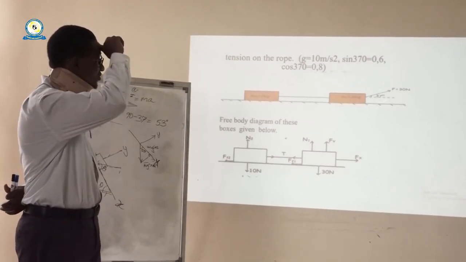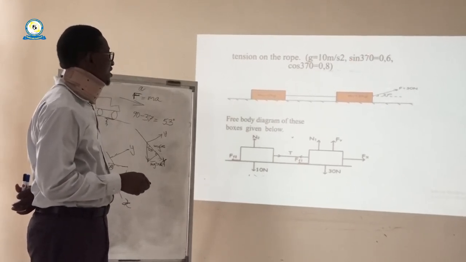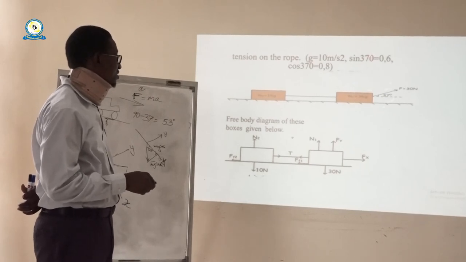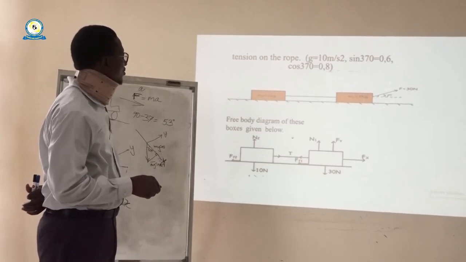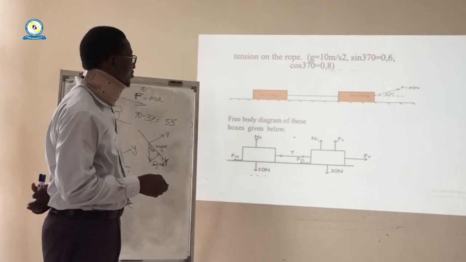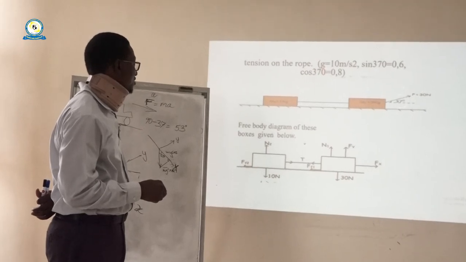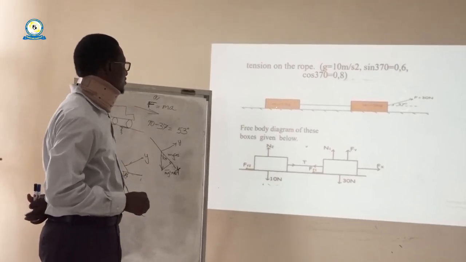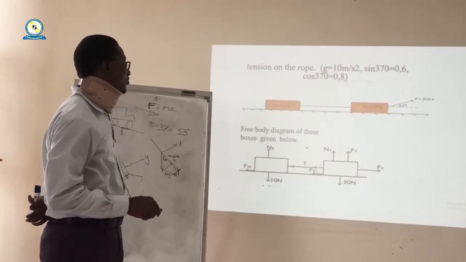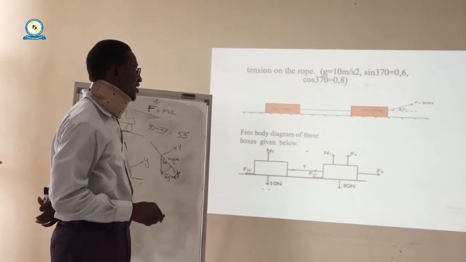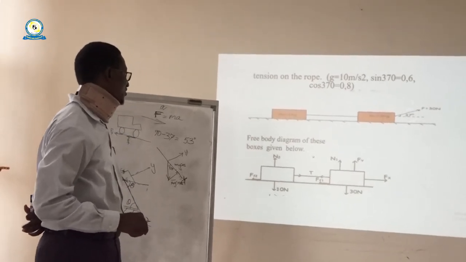Given angle theta, this one is sine 37 degrees. This zero here should be the degree sign, which shows degrees. And this one also, this zero shows degrees. The first box M1 is this one, M2 is this one, and pulled by this force inclined at 30 degrees. Free body diagrams of these boxes are given below.